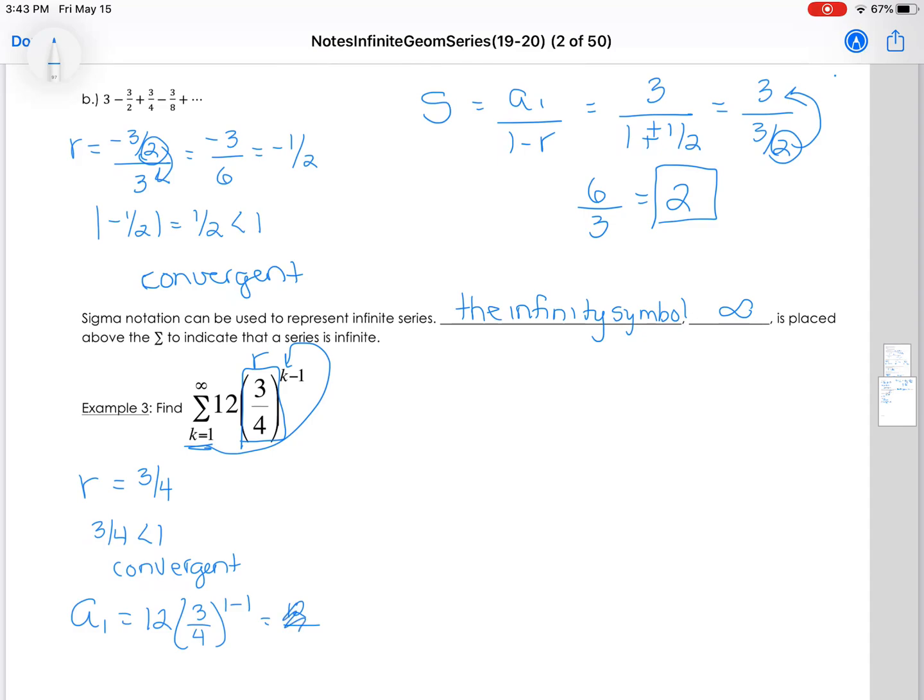Well, 1 minus 1, sorry, I'm just going to rewrite it here. So we get 12, then we get 3/4 now to the 0. Anything to the 0 is 1, so we end up with the first term being equal to 12. So the sum would then be A1 over 1 minus R. Well, 1 is 4/4. 4/4 minus 3/4 is 1/4. And if you have 12 over 1/4, that 4 has to come up, and you end up with 48 for your sum.